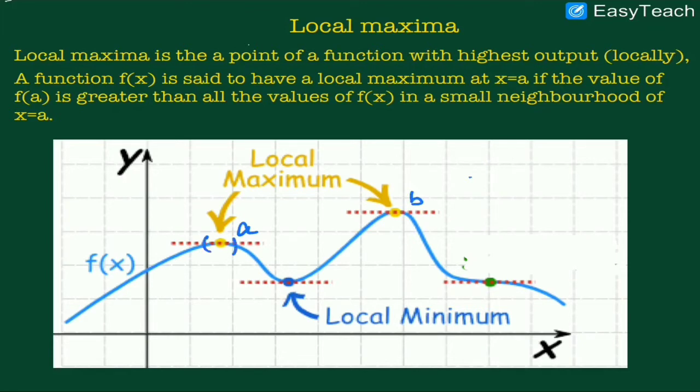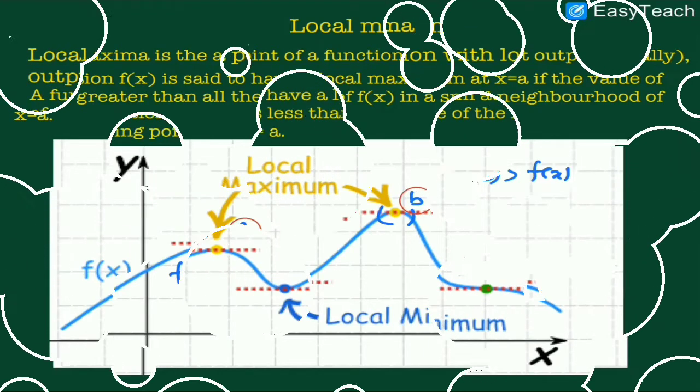then the brackets very close to the points a and b represent the neighboring points of a and b. Then we can easily see that the value of f(a) is always greater than the neighboring points of a. Similarly in the case of b, f(b) is always greater than f(x), where x is a neighboring point of b. Therefore these two points a and b are said to be local maxima.